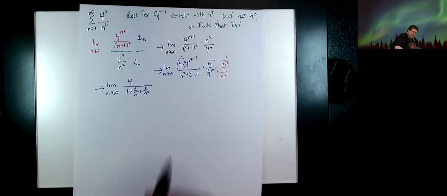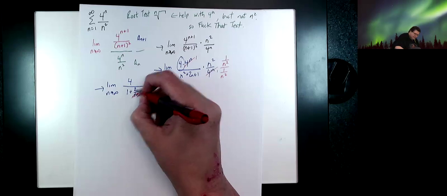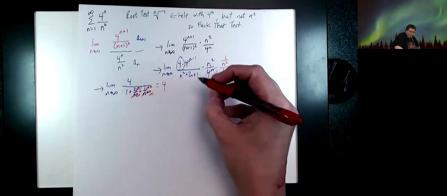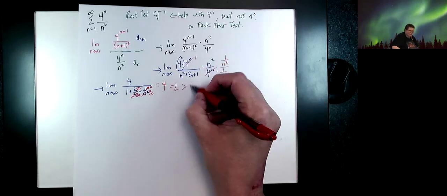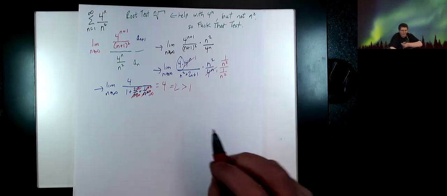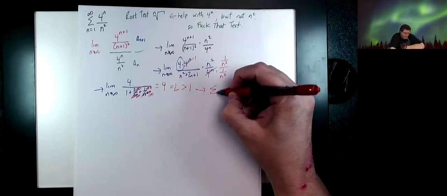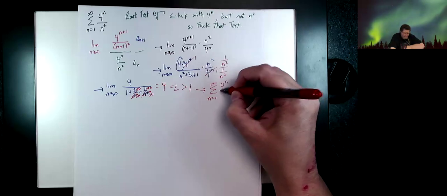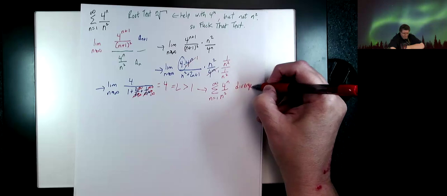As n goes to infinity, that goes to infinity, that goes to infinity, which means that fraction and that fraction go to 0. I have 4 as my limit. And in that case, 4 is greater than 1. If L is greater than 1, it diverges. The sum from n equals 1 to infinity of 4 to the n over n squared diverges by the ratio test.